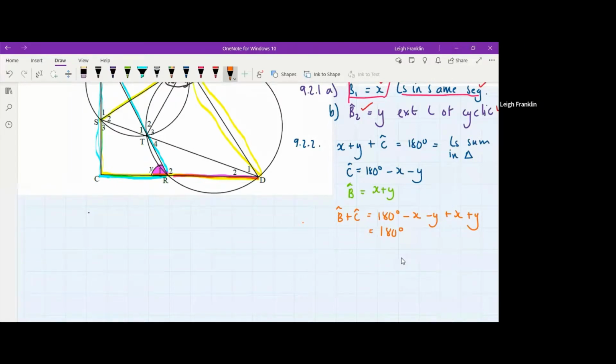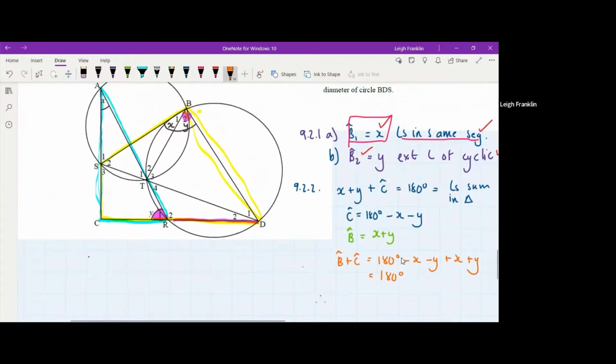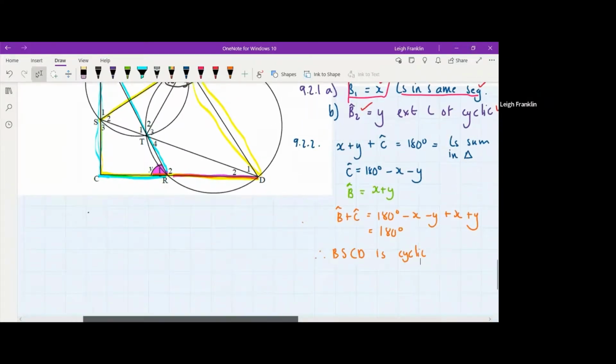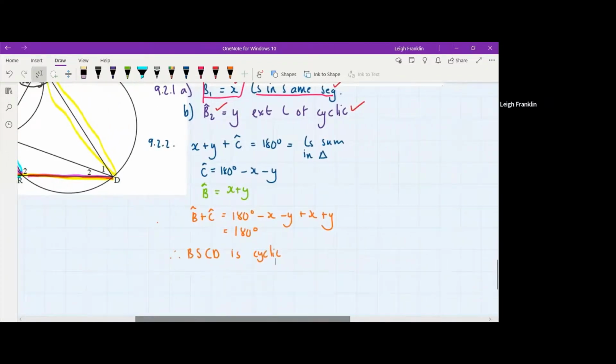So therefore, that proves that BSCD is cyclic. And our reason, I'm going to move this over and up a little bit now, so it'll help you guys a bit. The reason that it is cyclic is because of the converse: opposite angles of a cyclic quad are supplementary.